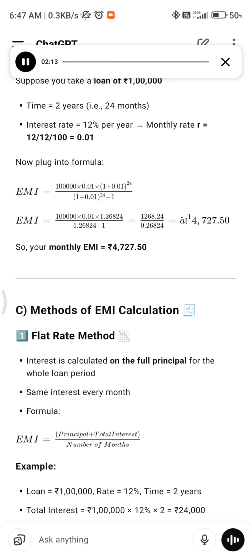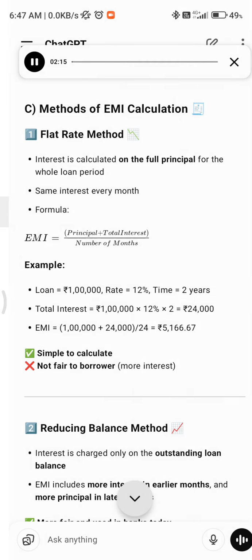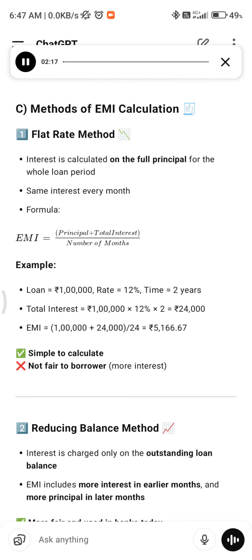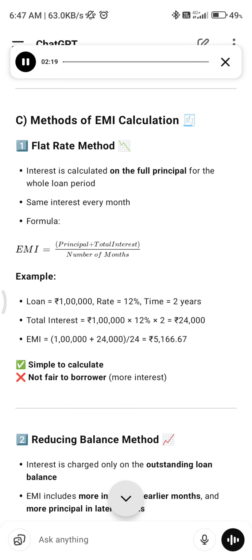Methods of EMI calculation. 1. Flat rate method. Interest is calculated on the full principal for the whole loan period. Same interest every month. Formula: EMI equals (principal plus total interest) divided by number of months. Example: loan equals 100,000, rate equals 12%, time equals 2 years, total interest equals 100,000 times 12% times 2 equals 24,000. EMI is (100,000 plus 24,000) divided by 24, which is 5,166.67. Simple to calculate, but not fair to the borrower, as it means more interest.